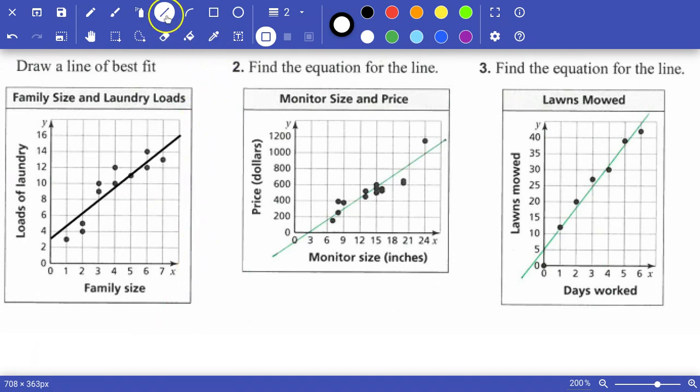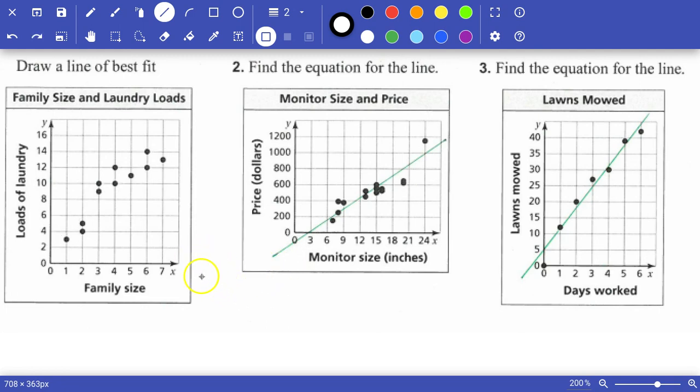And if you want to see how I'm doing that, I could do that. You just kind of pick one that's going to go through the data nicely. And I feel like that's a good estimate right there. It doesn't have to be perfect, but here is one that would definitely not be a line of best fit.